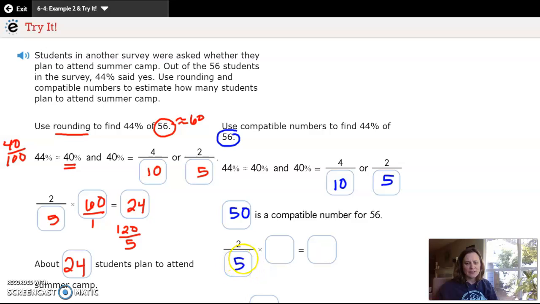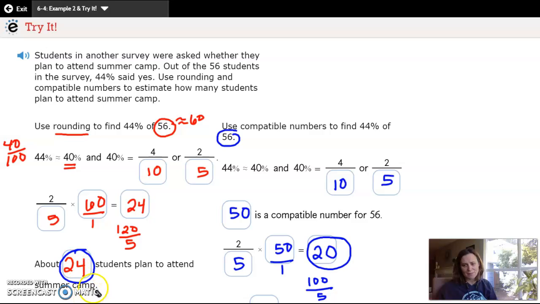So 2/5 times 50, 2 times 50 is 100, 5 times 1 is 5, and 100 divided by 5 is 20. So in this example, we would say about 20 students plan to attend summer camp. And notice that these two numbers are not the same. Sometimes they are, but right now they're not the same, but they're awfully close to each other. And that is using rounding versus using compatible numbers.